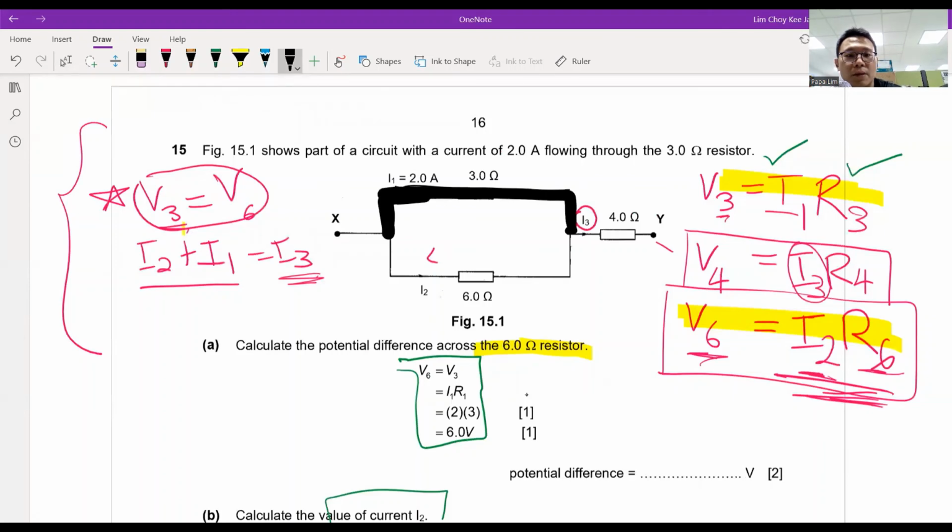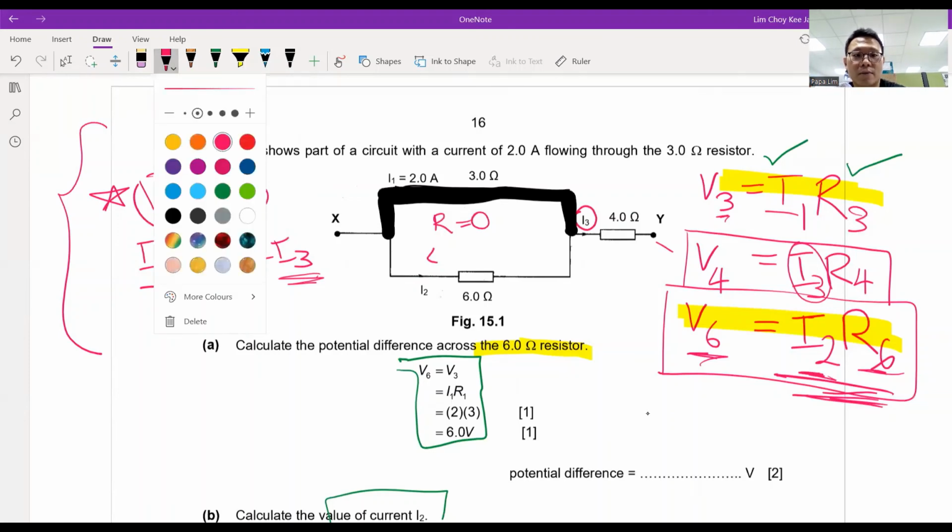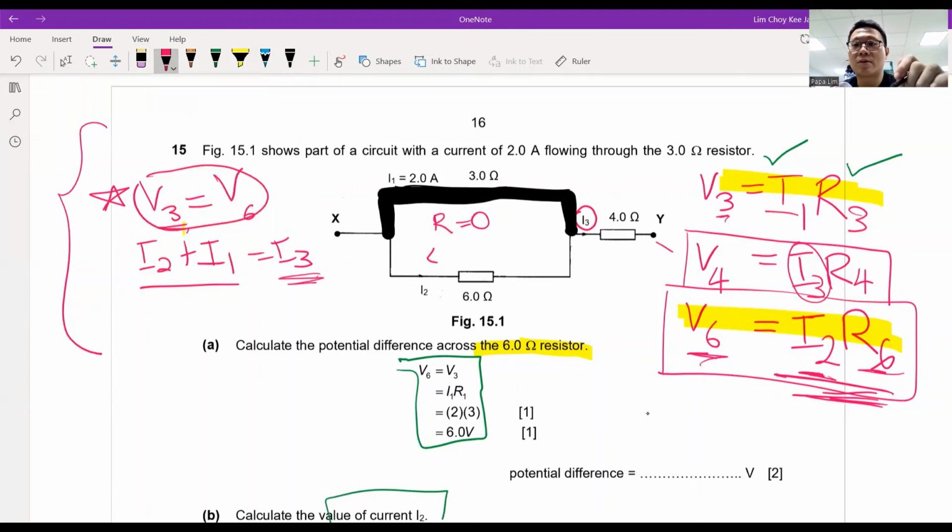Okay, I connect this with a piece of wire. When I connect this with a piece of wire, you need to take note that this is an ideal wire, and the resistance is actually 0 for this piece of wire. At this point in time, I have replaced the 3 ohm already.